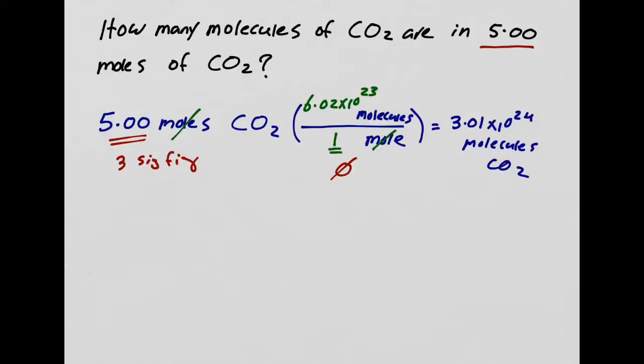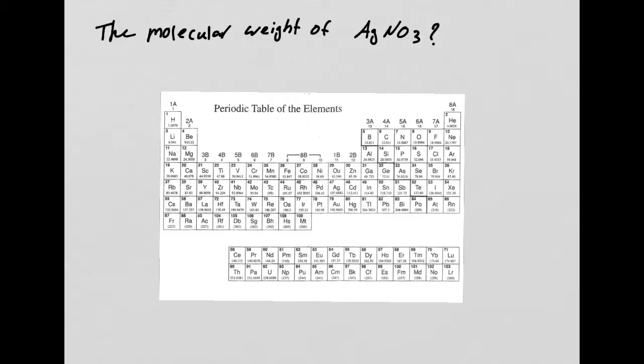Okay, you ready to go for the next one? Beautiful, let's do the next one. Next problem: what is the molecular weight of silver nitrate? Now, we've talked about this before. How would you figure out the molecular weight? To figure out the molecular weight, you would add up the molar masses of all of these elements, right? So I have silver. Where is my silver? Silver is right here, so that's 1 silver.